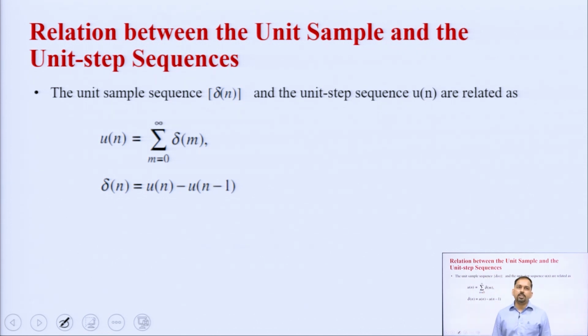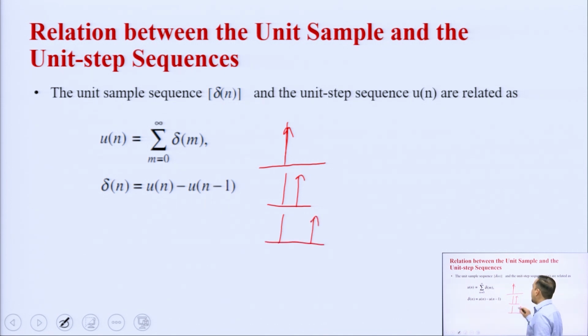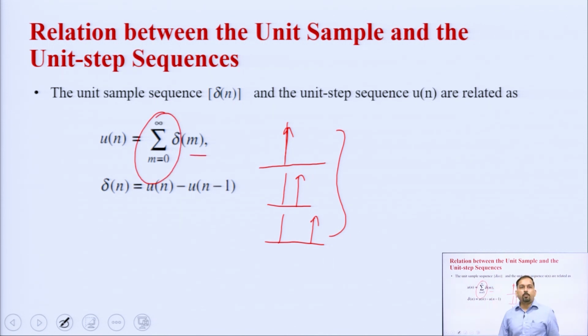Now, we have the relationship. We are aware of the relationship between the impulse signal and the unit step. We have the impulse signal like this, and if we have shifted versions of these impulses and add all these signals, putting a summation on the impulse signal, then we get a signal called the unit step sequence.